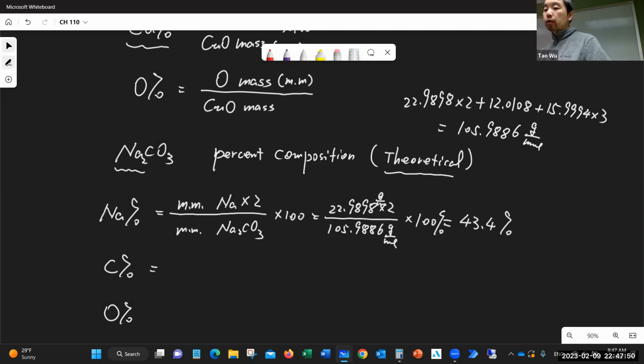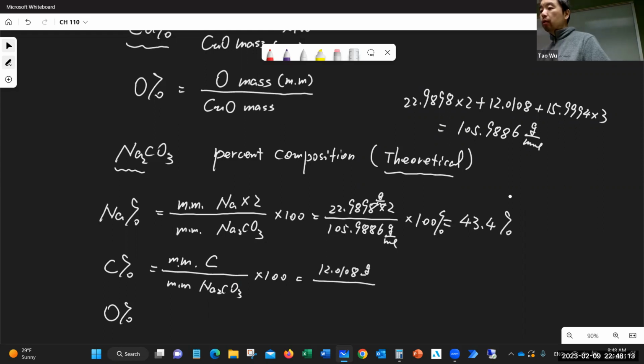And for the carbon, it's doing the same thing. We use the molar mass of the carbon divided by the molar mass of the sodium carbonate, and you times 100. Since this compound has just 1 carbon in the formula, just write 1 carbon: 12.0108 grams per mole divided by 105.9886 grams per mole. You will see the grams per mole all cancel, so there's no unit for the percent. You times 100%.